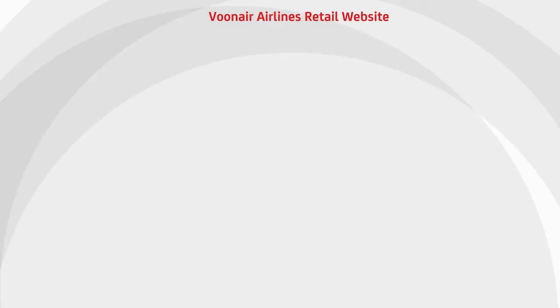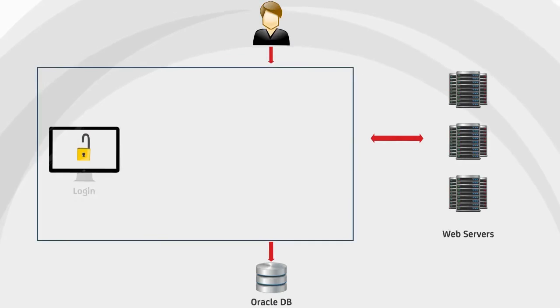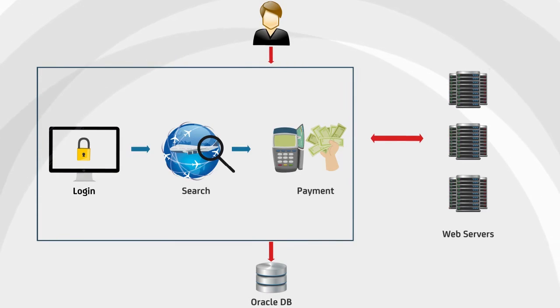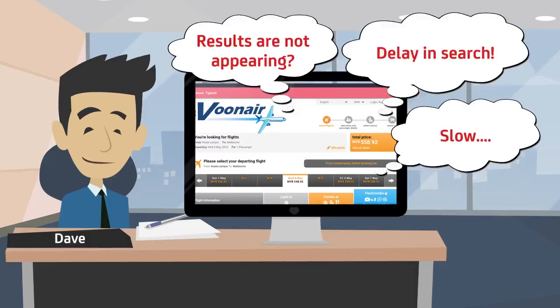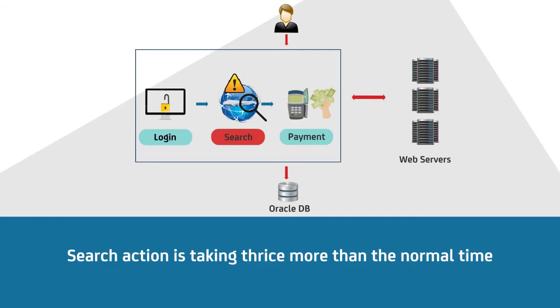complaints from the customer. The retail website of Vunair Airlines is hosted on a distributed environment. Their website has multiple pages like login, search, payment, and each of these components are hosted on different servers. Dave receives multiple complaints from the customers that the search component is very slow. It is taking thrice more than the normal time.